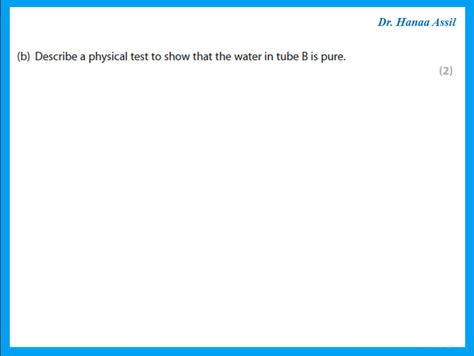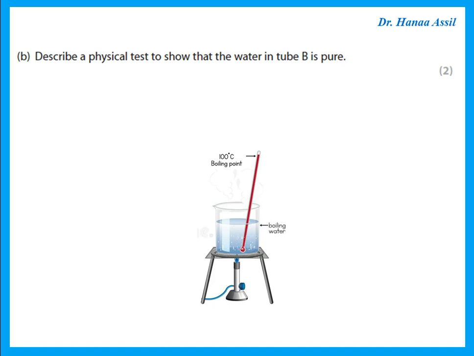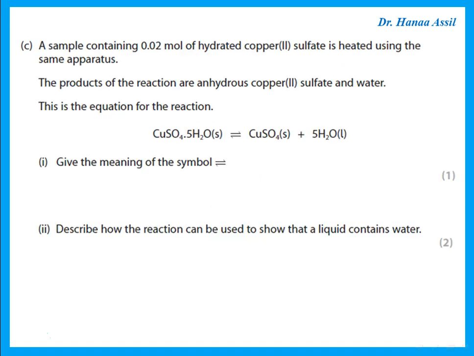Describe a physical test to show that the water in tube B is pure. What was the test for pure water? Remember, this is the physical test, and he's telling you, physical test for pure water: heat to boiling, it should boil at 100 degrees Celsius. This is the physical test. So don't say add anhydrous copper sulfate or anhydrous cobalt chloride, which are chemical tests. Physical test to show that water is pure, heat to boiling, it should boil at 100 degrees Celsius.